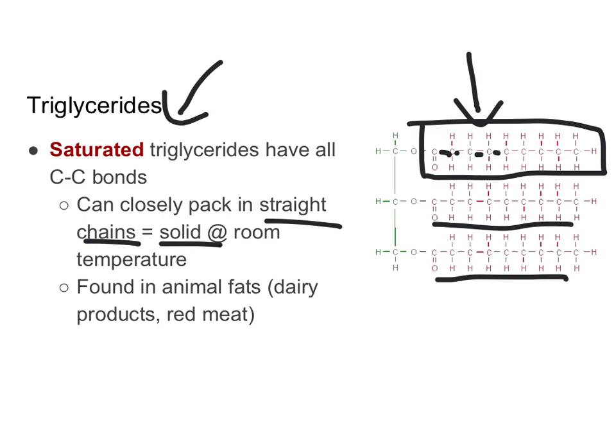Saturated fats are found in animal fats, so you can think like the fat found in dairy, the fat found in red meat. Those are all saturated fat.